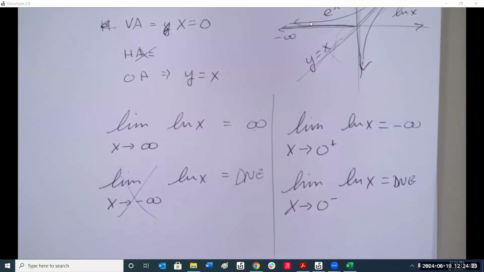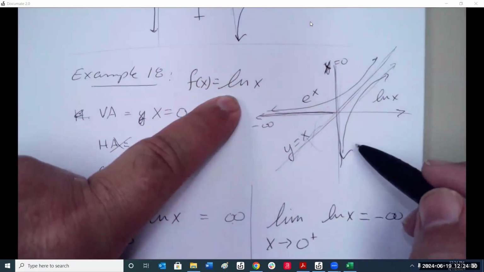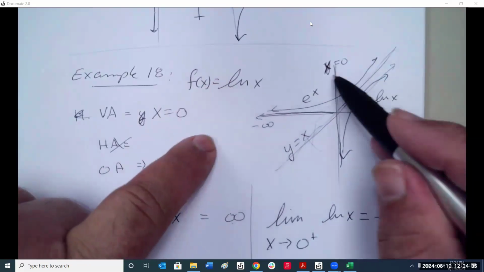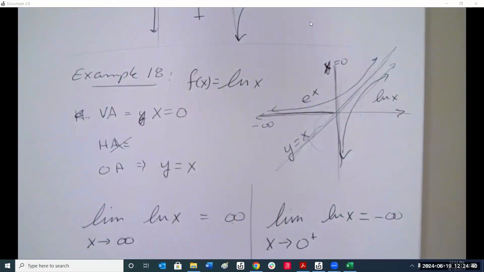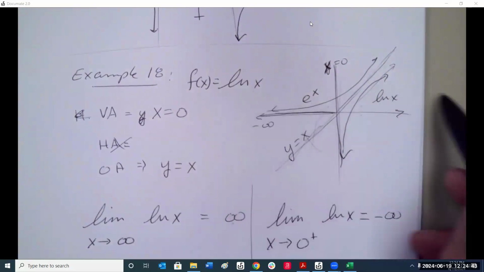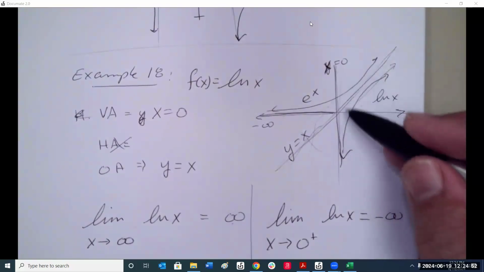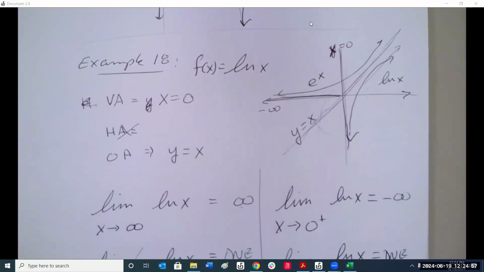Since we're dealing with the ln function, we know it is an inverse of the exponentials. Because they're inverses, they have to be symmetric about the line y equals x. Because of that, it doesn't have a horizontal asymptote. It has an oblique asymptote. But it does have a vertical asymptote because it can't cross the y-axis.